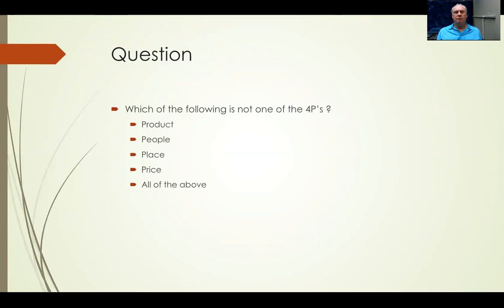Here's a question. Which of the following is not one of the 4 Ps? First, product. Second, people. Third, place. Fourth, price. Or fifth, all of the above.